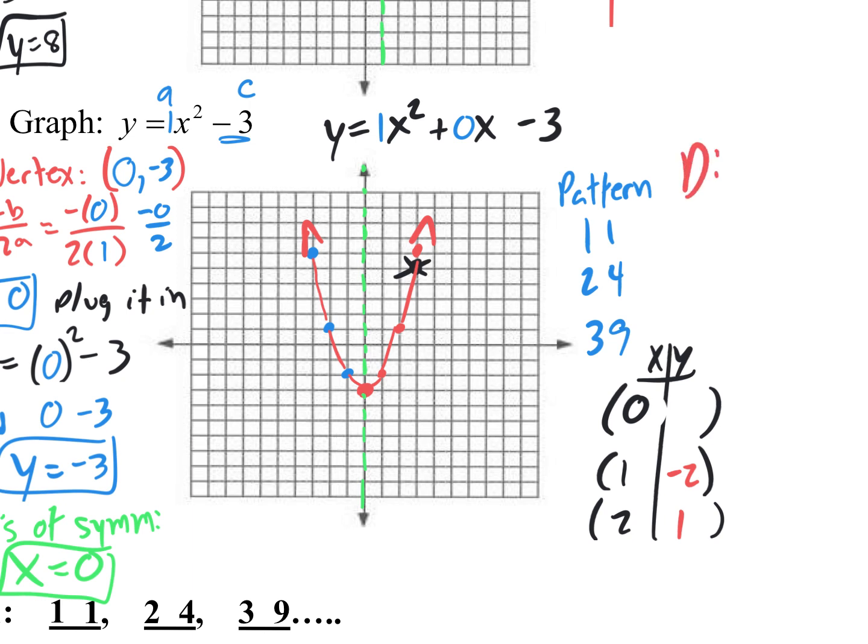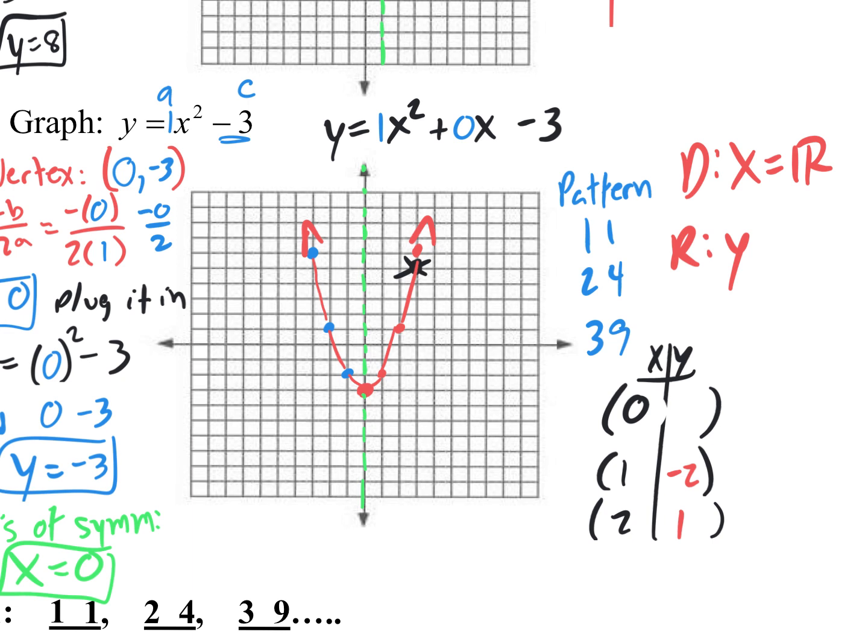The domain is x equals all real numbers. Doesn't matter if it opens up, if it opens down, if it's really narrow or really wide. All parabolas have x being all real numbers for your domain. How about the range? The range is y is less than or equal to 0.